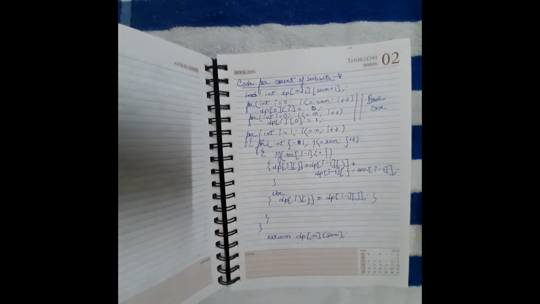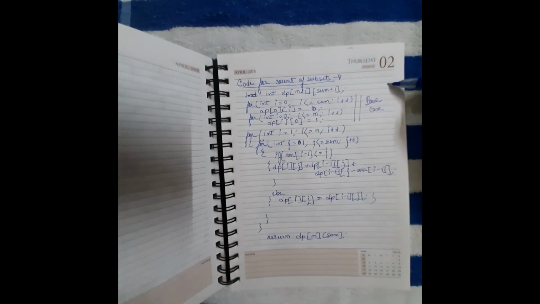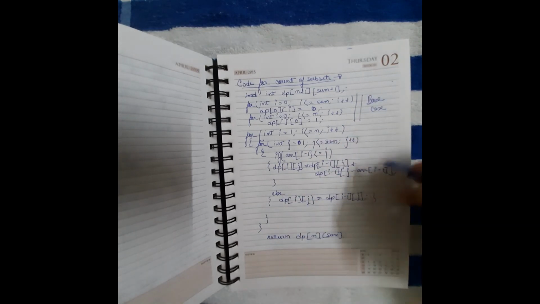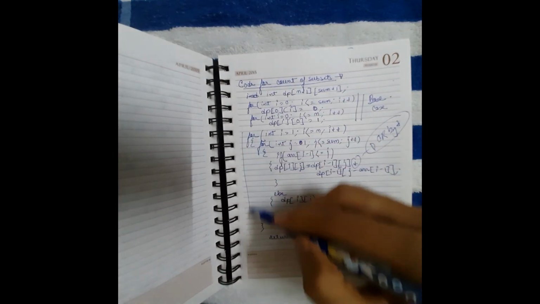So what will be the code? The code will be exactly the same as the subset problem, from A to Z, just the or will get replaced by a plus sign. That's it. You can go through the code. These are the base cases, and this is the main chunk of the code. Thank you.